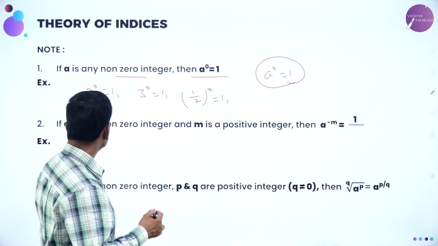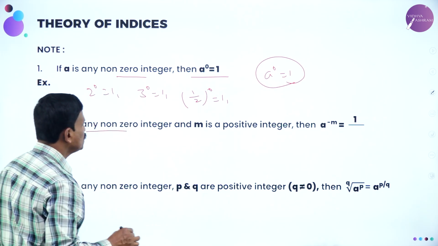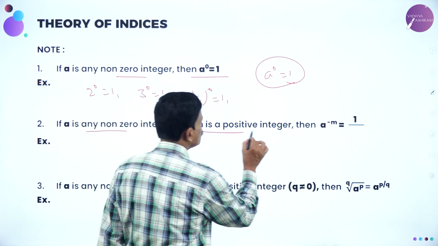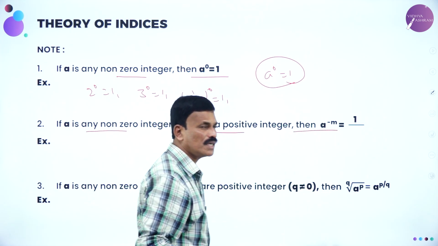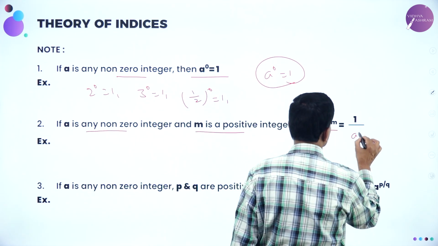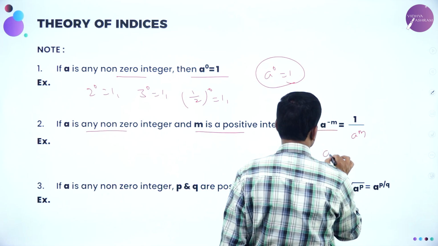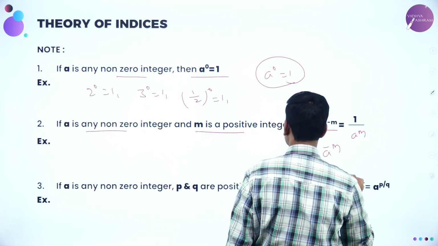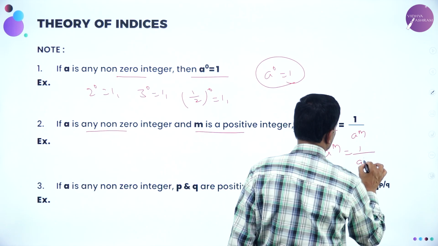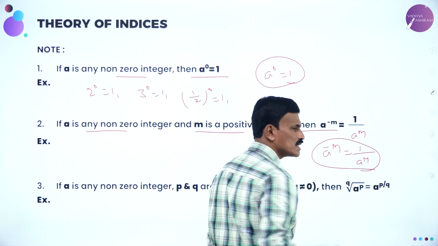Right. Next, suppose a is any non-zero integer and m is a positive integer, then a to the power of minus m can also be written as 1 over a to the power of plus m. A raised to minus m is also equal to 1 over a raised to plus m.